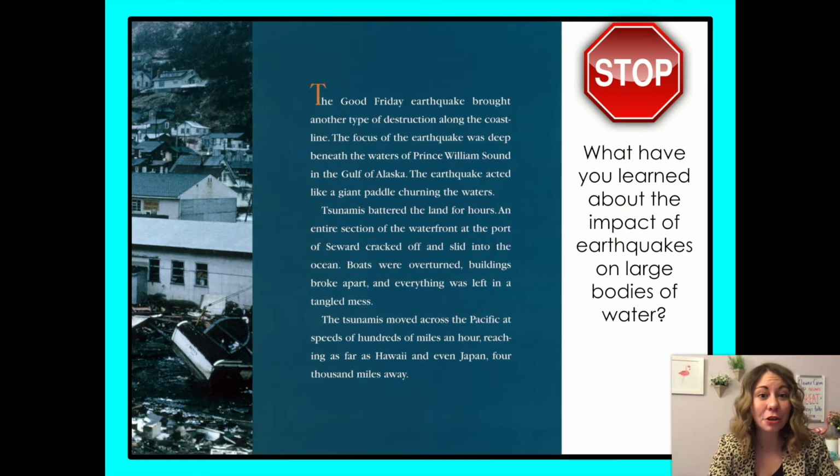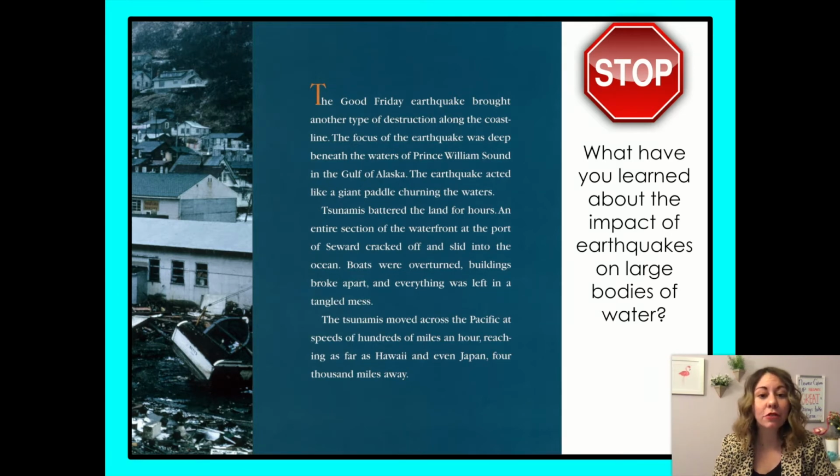The Good Friday earthquake brought another type of destruction along the coastline. The focus of the earthquake was deep beneath the waters of the Prince William Sound in the Gulf of Alaska. The earthquake acted like a giant paddle churning the water. So remember, we talked about churning before. Imagine that giant paddle stirring the water. Tsunamis battered the land for hours. An entire section of the waterfront at the port of Seward cracked off and slid into the ocean. Boats were overturned, buildings broke apart, and everything was left in a tangled mess.